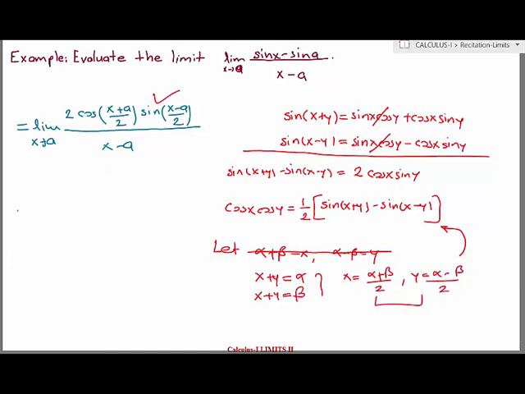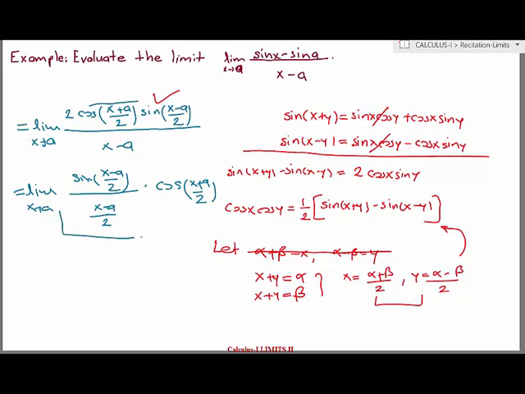Then we have limit when x tends to a, sine x minus a over 2 over x minus a over 2 times cosine x plus a over 2. Again, we know that this term is 1 when x tends to a. So the answer is 1 times cosine a.